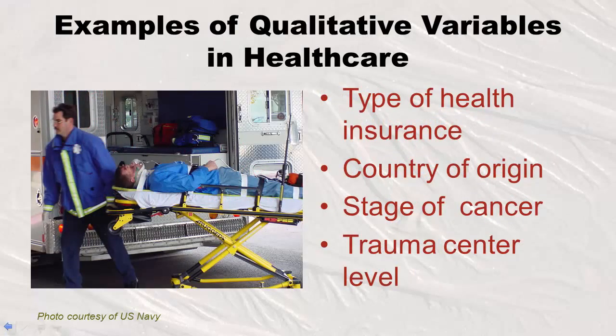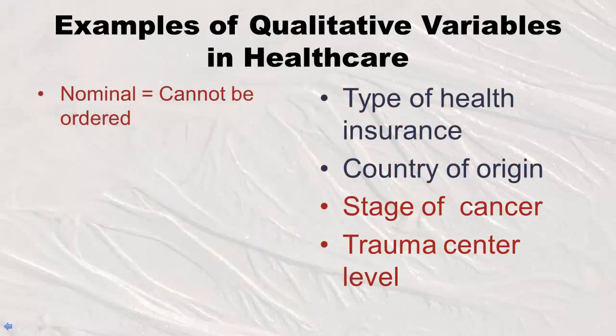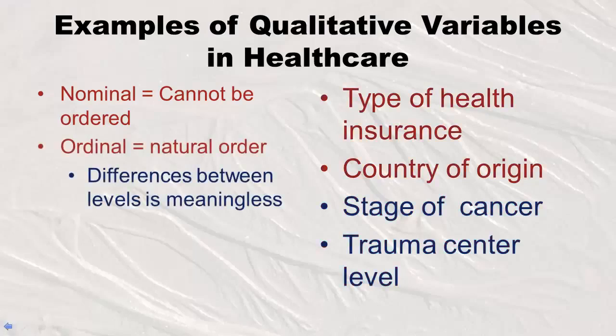So remember our old friends that I threw up there before of these examples of qualitative variables in healthcare. Well, let's just reflect on this. Nominal cannot be ordered, right? So that would be more like type of health insurance and country of origin, because they could all be equal. Whereas ordinal is going to have a natural order, even though the differences between the levels is meaningless, which is what makes it so different from a quantitative variable. So which is why it stays on the qualitative side of the tree. It just gets labeled ordinal.